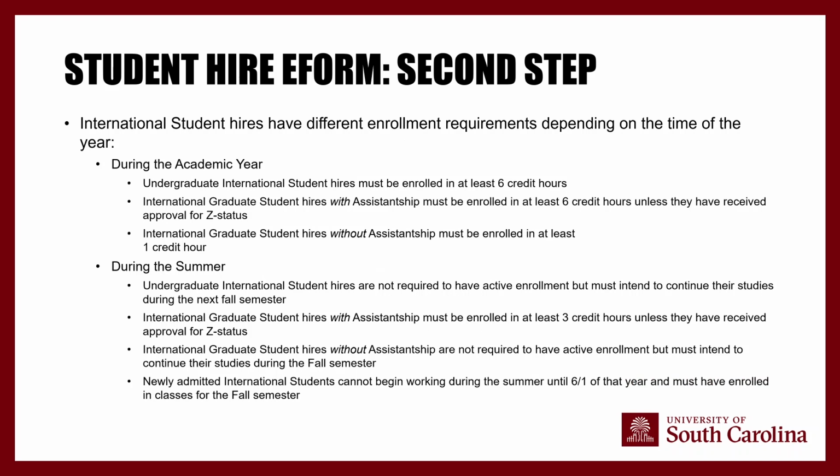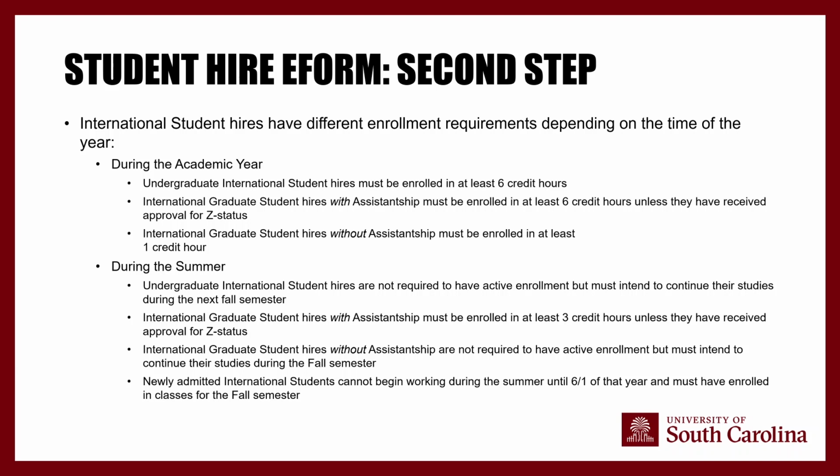International student hires have different enrollment requirements depending on the time of the year. During the academic year, undergraduate international student hires must be enrolled in at least 6 credit hours. International graduate student hires with assistantship must be enrolled in at least 6 credit hours unless they have received approval for Z status. Z status refers to a special under-enrollment exception that comes at the approval of the dean of the graduate school.